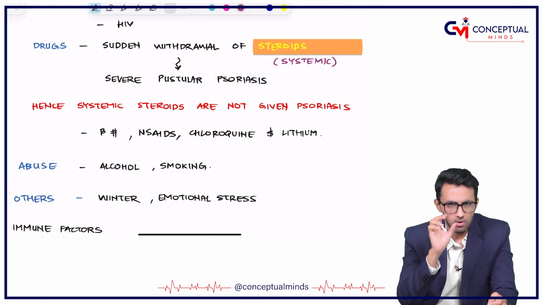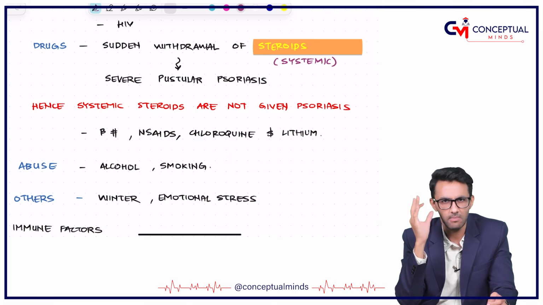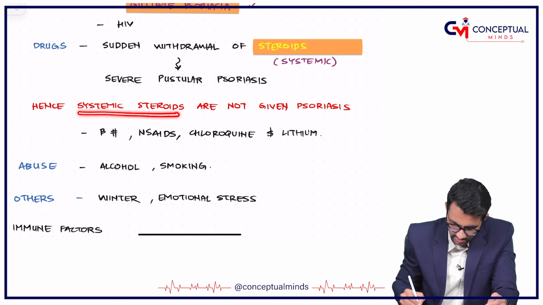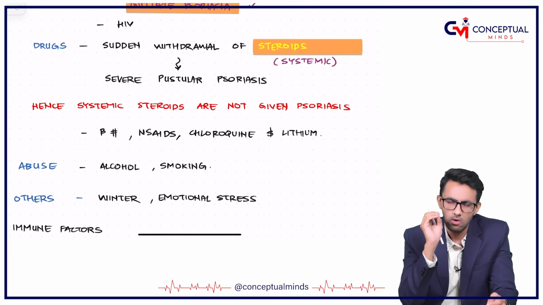We will learn about all these diseases individually, but I want you to be predisposed to this point, so that by the end of this topic it is hammered in your head once and for all. I'll repeat my sentence once again: systemic steroids are not given in psoriasis. They are contraindicated. The only condition where we will give steroids is impetigo herpetiformis. We will continue this point again when we learn about these diseases individually.